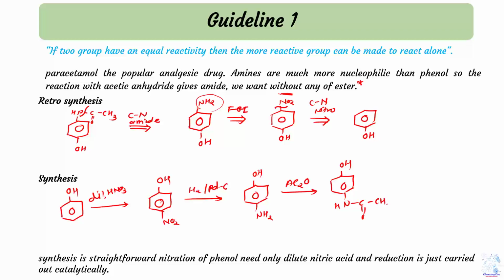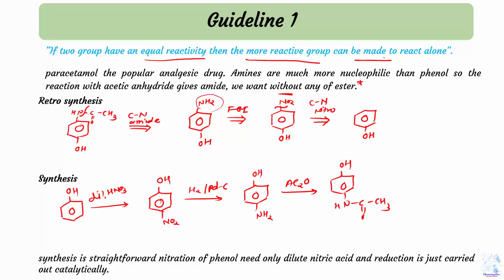So according to guideline 1, if we have two groups of equal reactivity, then the more reactive group can be made to react alone. So what should we do? First we will overcome the reactivity. We have to make the more reactive group react alone. That is the aim of this guideline.